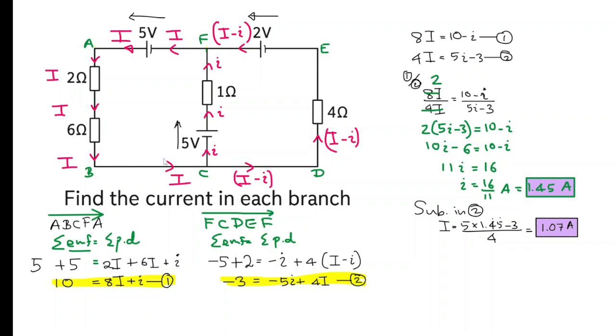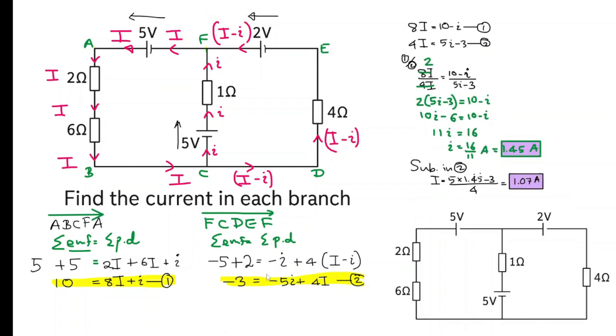Now let me draw a small diagram of this on the right hand side and show you how the currents work. I'm not drawing all the power supplies and resistors and everything, just a simple diagram so that I can show you how the current works. So let's mark the current. Capital I we know is 1.07. I can see it's coming out from this one. So that's 1.07 amps. Goes through this, 1.07 amps.